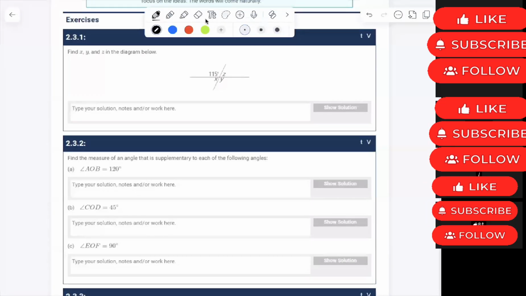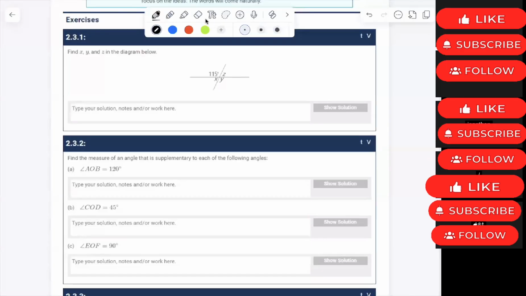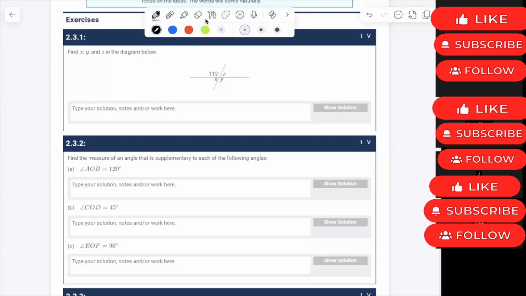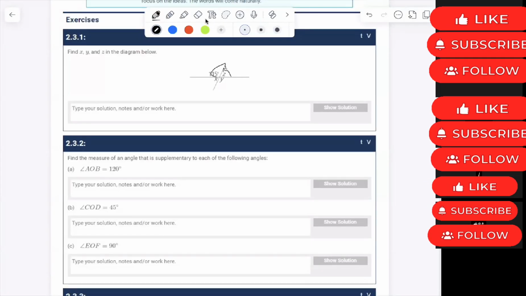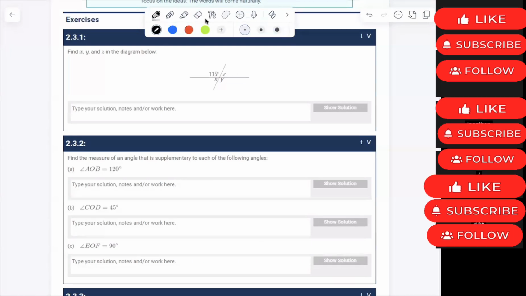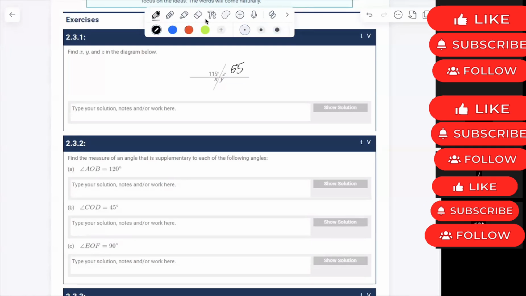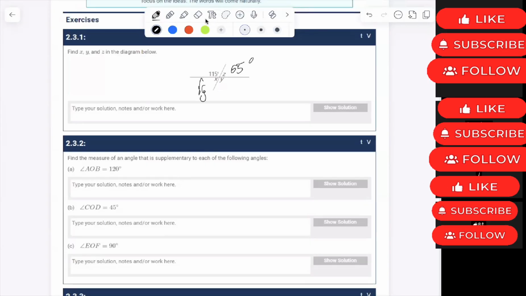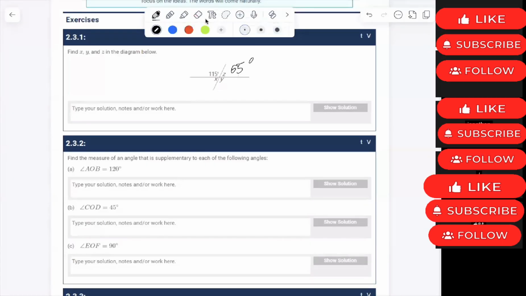All right, let's get started. What is 2.3.1? This is basically a straight angle, right? So the total is 180 degrees. I'm pretty sure you understand that. So this is going to be 65 degrees. This one is also going to be 65, and this will be 150.